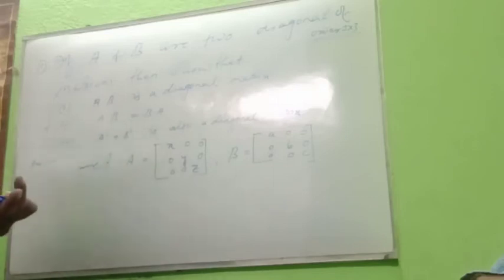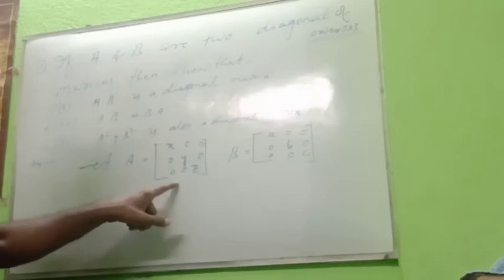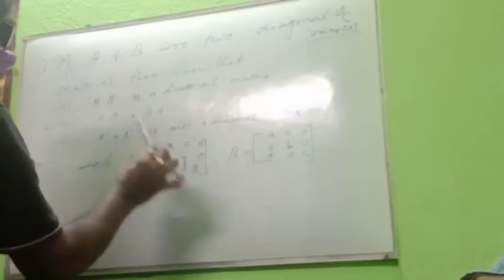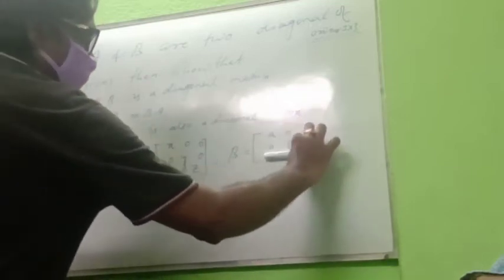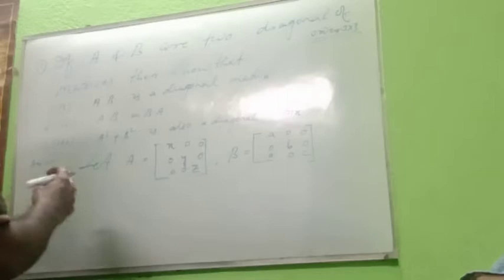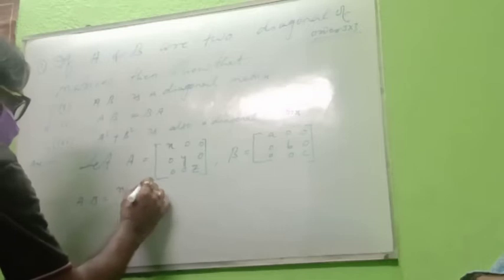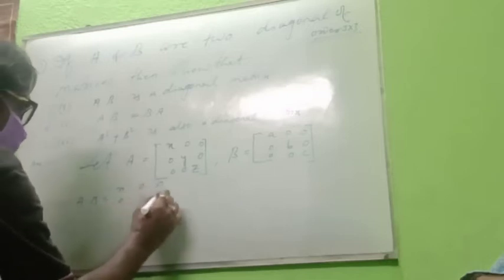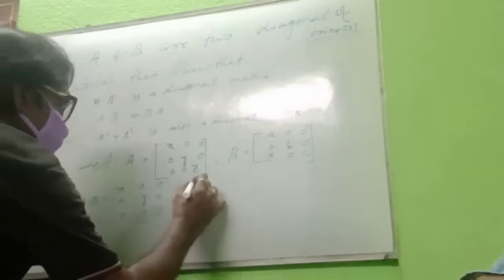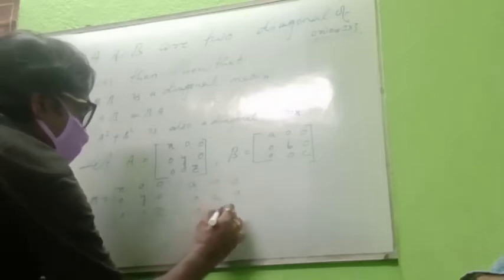See, I have taken two matrices. Both are diagonal matrices, no doubt, and the order is how much? 3, because 3 rows and 3 columns, here also 3 rows and 3 columns. Now you multiply A into B. Therefore, A into B will be: x 0 0, 0 y 0, 0 0 z, multiplied with a 0 0, 0 b 0, 0 0 c.